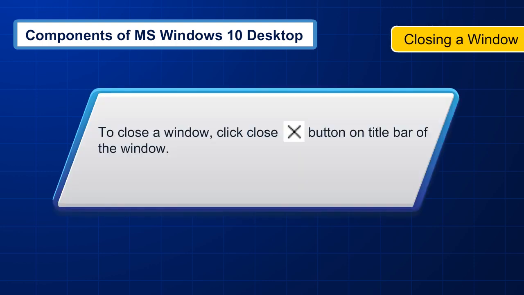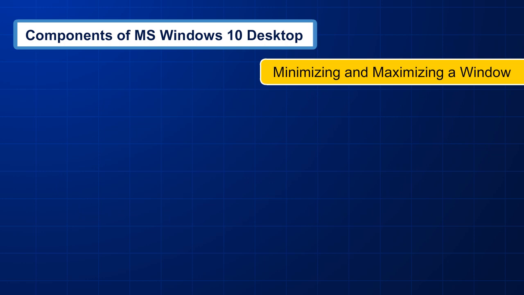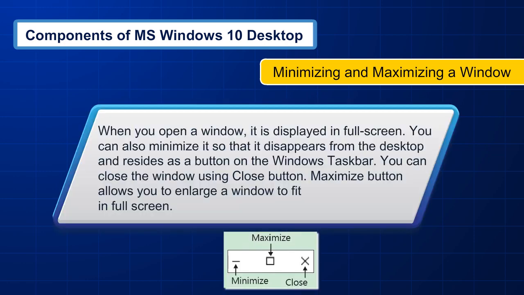Closing a window. To close a window, click the Close button on the title bar of the window. Minimizing and maximizing a window. When you open a window, it is displayed in full screen. You can also minimize it so that it disappears from the desktop and resides as a button on the Windows taskbar. You can close the window using the Close button. The Maximize button allows you to enlarge a window to fit in full screen.